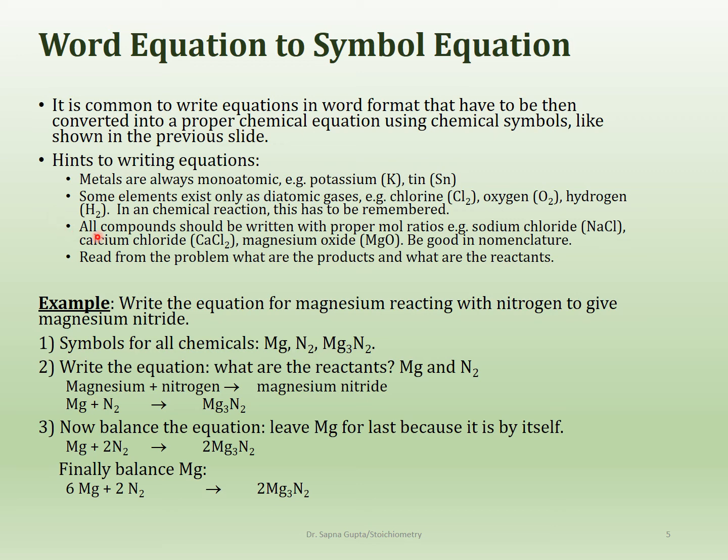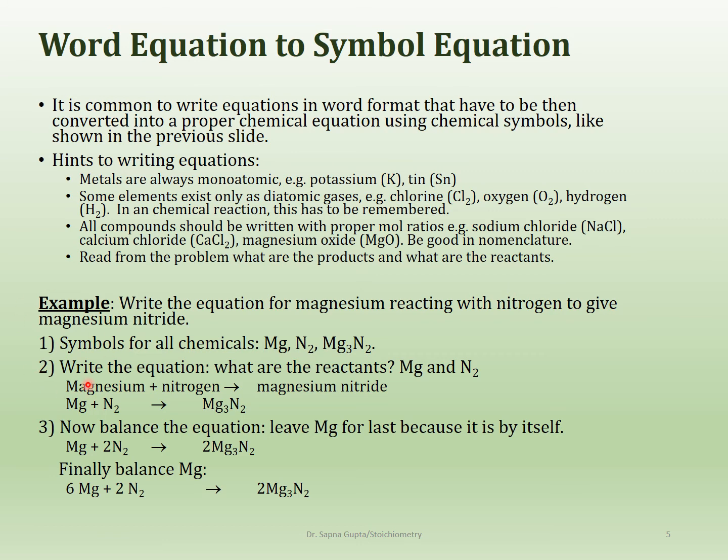Then all the compounds should be written in their proper mole ratios, which means they should have proper bonding and balancing out of the charges. So sodium chloride is NaCl because Na is +1 and Cl is -1, so this is a 1-to-1 ratio. Whereas for calcium chloride, it's going to be Ca2+, and so you need 2 chlorines to balance that out. So it's CaCl2. So you have to be good in nomenclature in order to be writing all these equations. And then the last part, of course, is that when you read the problem, you have to figure out what the products are and what the reactants are. And all of these things come only from practice, so make sure you practice.